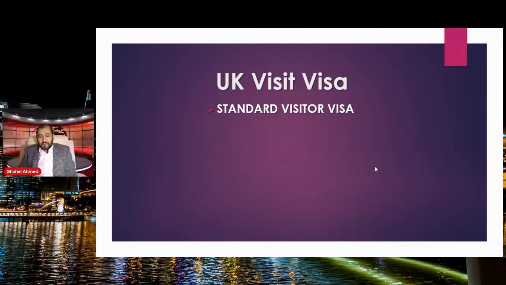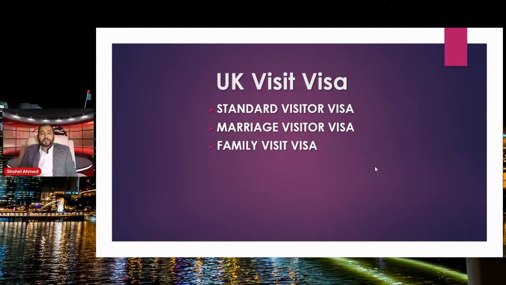In visit visa, there is the standard visitor visa. The marriage visitor visa: if you come to the UK to enter into marriage, or to take part in a marriage ceremony, you can apply for a marriage visitor visa. The marriage visitor visa is basically an alternative to the fiancé visa. Family visit visa: if you want to come to see any of your family, brothers, sisters, or friends, you should apply for a family visit visa. Medical visit visa: if you come to the UK for medical treatment, you should choose the medical visit visa.